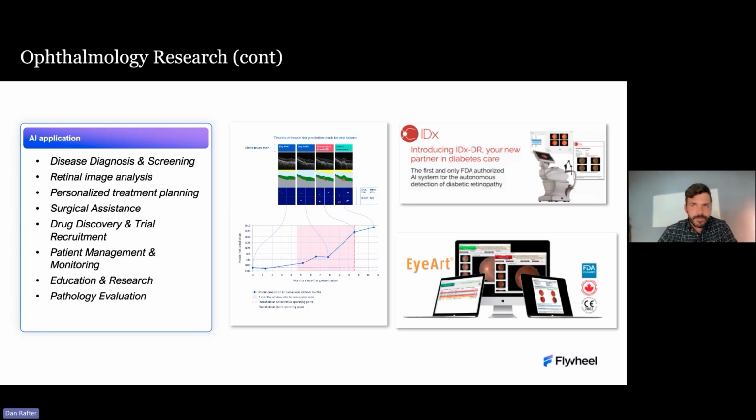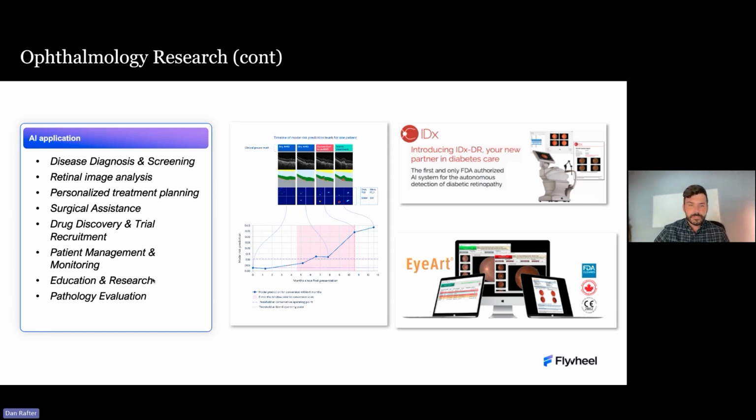We've also got a number of different ways to do personalized treatment planning, surgical assistance, outcome prediction as we're in there doing these minimally invasive procedures, drug discovery, trial recruitment, patient management and monitoring, education and research. We have medical students learning about ophthalmology. We've got residents, fellows, continuing education that can be assisted through AI applications.